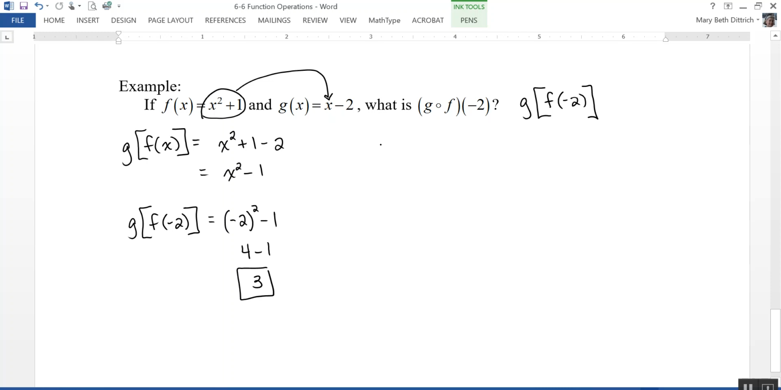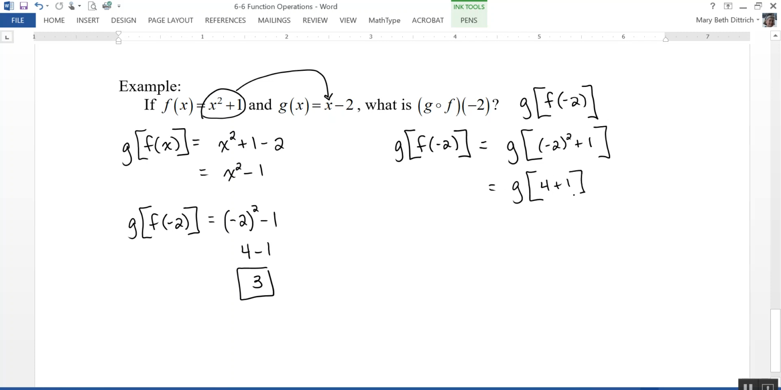The other is to say I'm going to go straight to finding g of f of negative 2. So the first thing I'm going to do is find g of, and now I'm going to put negative 2 into f for x. So that's going to be negative 2 squared plus 1. Because f of x is x squared plus 1, this is x squared plus 1, where x is negative 2. So I need to evaluate g of 4 plus 1, or g of 5.